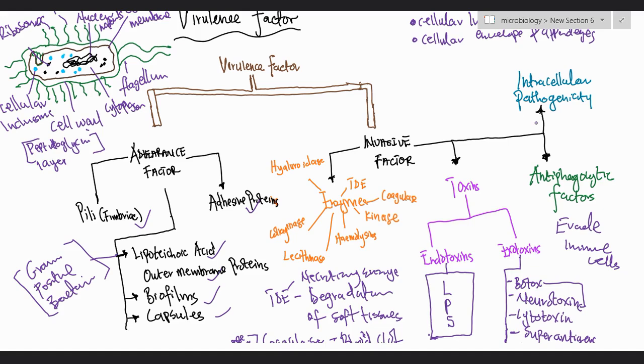And then the toxins too, we have the endotoxins and the exotoxins, and there are different classes of bacteria that possess either the endotoxin or the exotoxin. We are going to go much deeper. This is just an overview of the virulence factor. In our next video, we are really going to go much deeper into it.